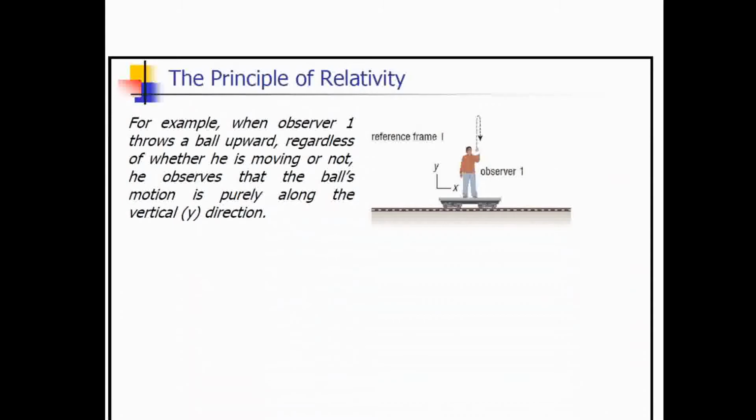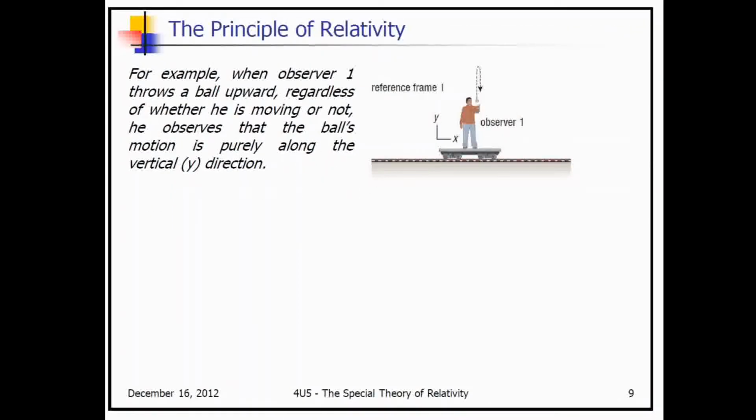So let's look at this situation, and this has gone through in your textbook as well, starting on page 575. We have an observer who's standing on a little railway car. We're going to call this reference frame 1, and he throws a ball up and down in the air. Now, if that railway car is stationary, that ball will go up and down, and observer 1 will see it rise and fall at the same point where he dropped it. If that railway car is moving with a constant velocity, the same thing will happen.